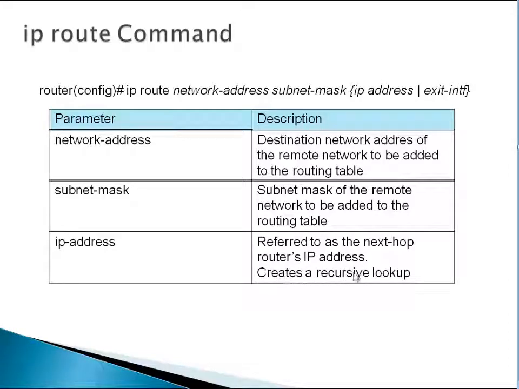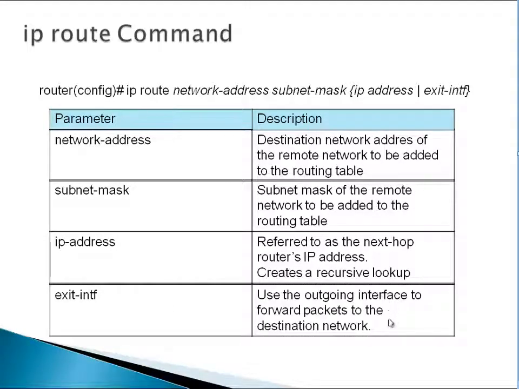This will create something called a recursive lookup, because if I tell you, okay, to get to this destination you need to use this neighbor, what your router has to do is find out, well, how do I get to that neighbor to start with? That will be the exit interface. Use the outgoing interface to forward packets to the destination network. You can choose either the IP address, that will be the neighbor's IP address, but it will create another lookup for the router, or you can put your exit interface. With an exit interface, there will not be another lookup. The router will right away send any packets to that network through that exit interface.